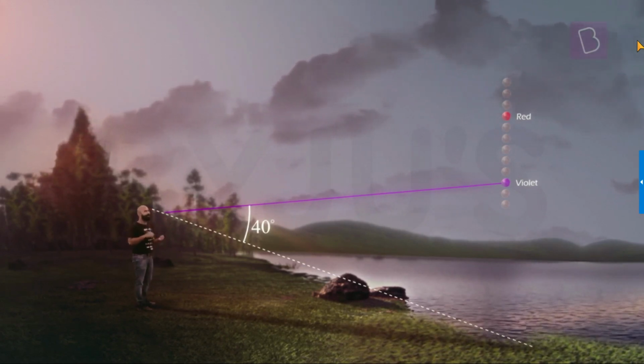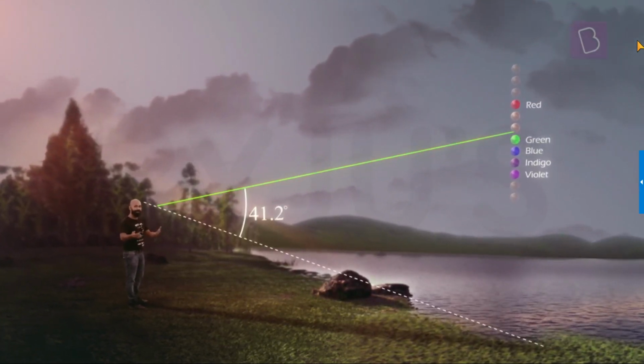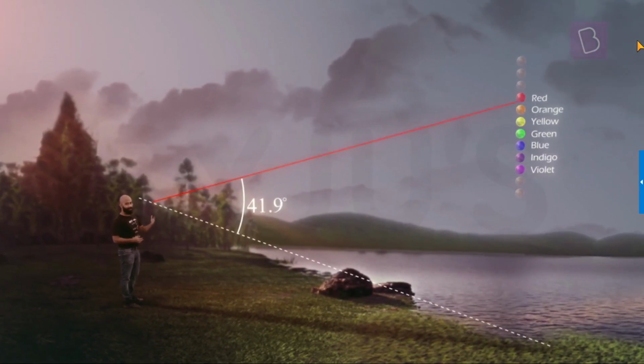As I keep increasing the angle, then I will get droplets in different colors: violet, indigo, blue, green, yellow, orange, and then finally red.